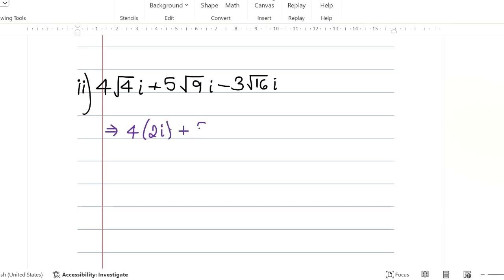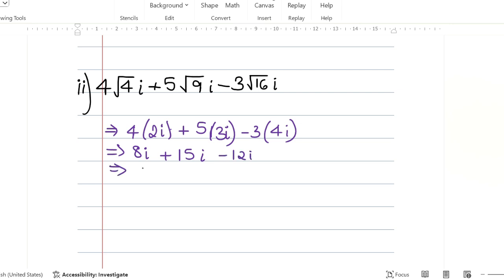plus 5 root 9 will be what? 3. So you will write 3i minus 3 root 16 will be what? 4. So you have 4i here. So now how will we write this? 4 2s are 8i plus 5 3s are 15i minus 3 4s are 12i.